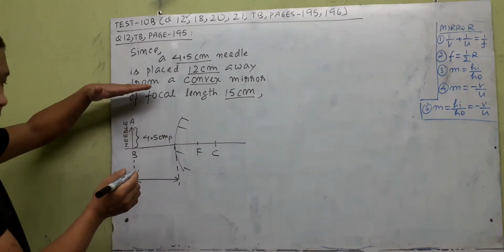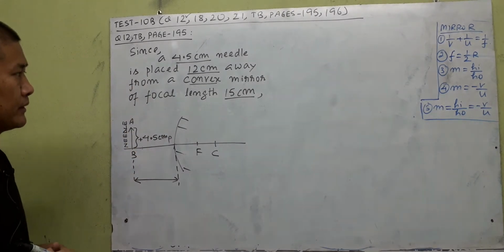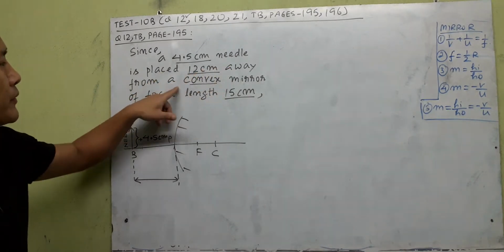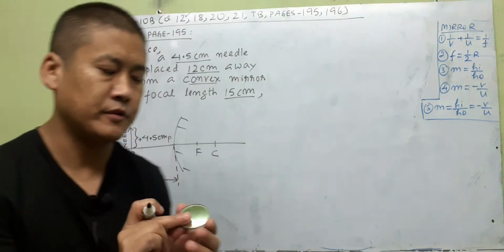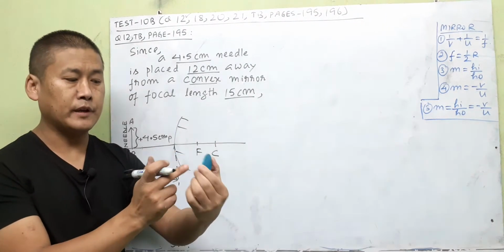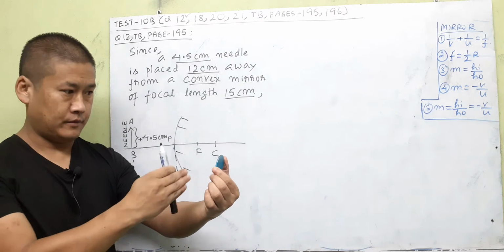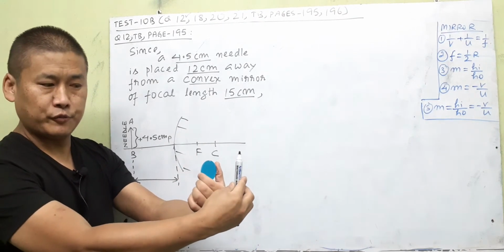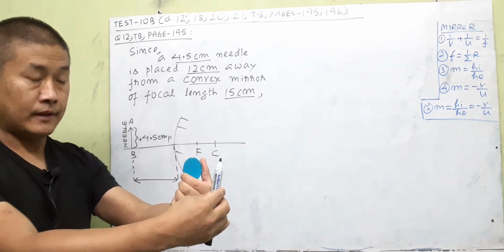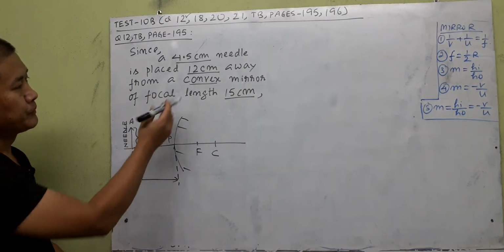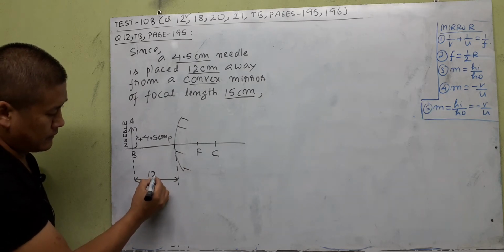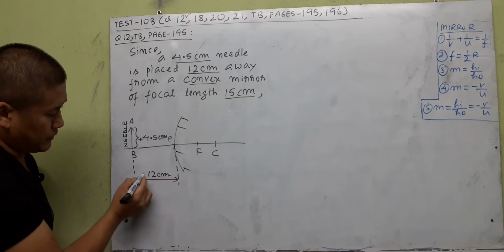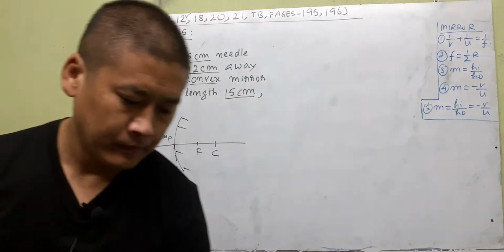So it is above the principal axis, which means it should be plus. And it is placed 12 centimeter away from the convex mirror. This is the convex mirror here. We're placing it like this; the blue side doesn't reflect, so we have to put the needle on the left. No reflection will take place if we put it on the right, because this blue side is not reflecting, so this should be on the left. So 12 centimeter on the left means the object distance is 12 centimeters, so it should be minus. Minus.